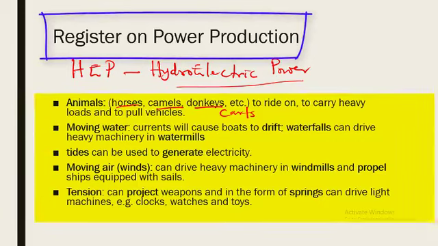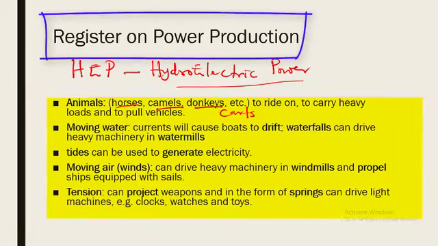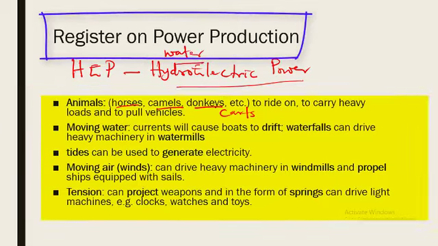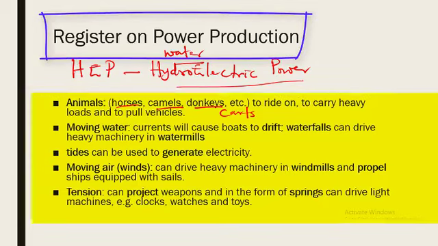So currents are also used. Like I told you, water. Hydroelectric: hydro means water. So it means electric power generated through water. We could also have currents of water used to generate power.